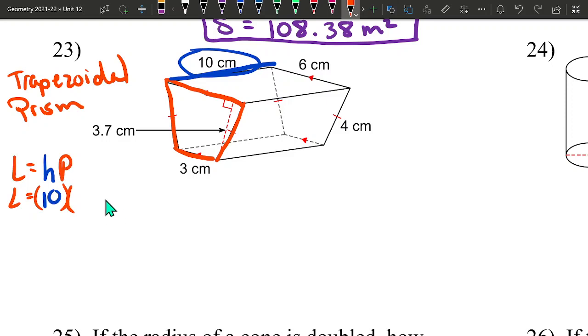And then we need the perimeter of the base. Perimeter of the base is going around the base. So I'm going to look at this one over here. So I have a 6. I have a 4. I know that this part here is 3. And since these two are the same, I know that this one over here is 4. So 4 plus 4 is 8. 9, 10, 11. 11 plus 6 gives me 17. So the perimeter is 17 centimeters. Perimeter of the base.